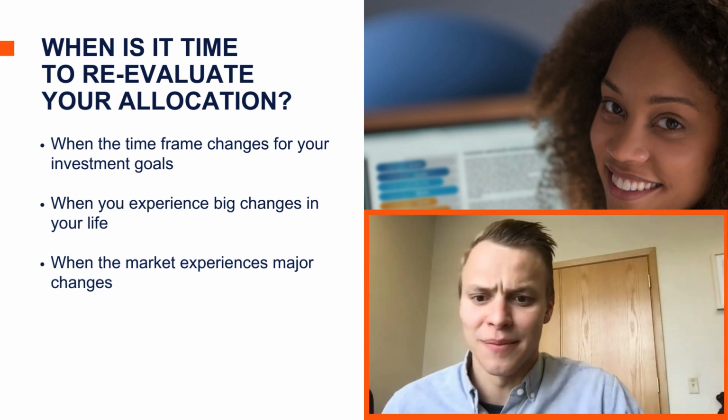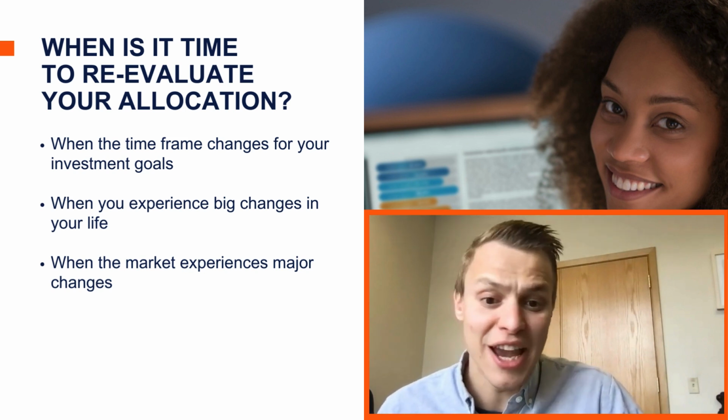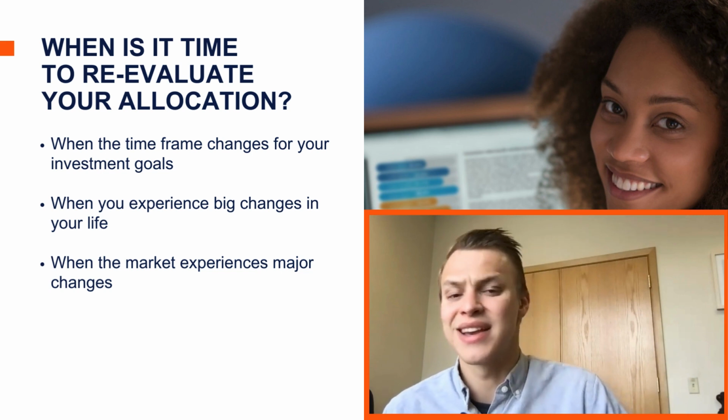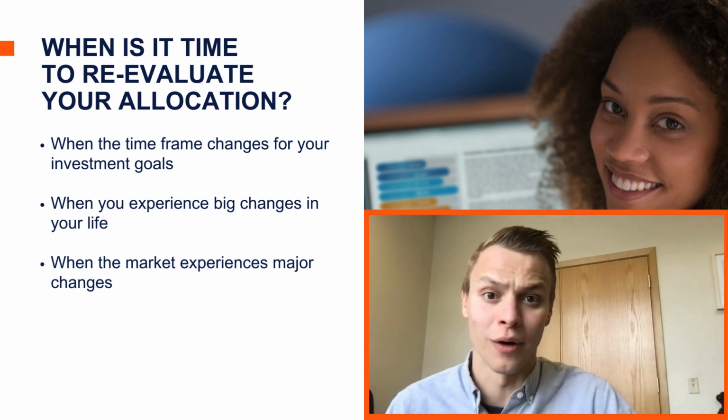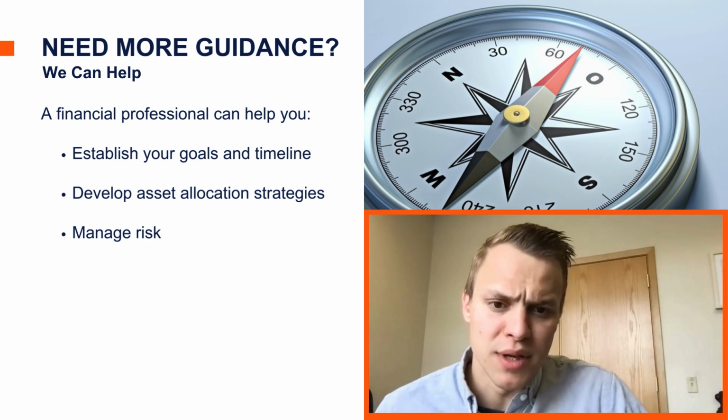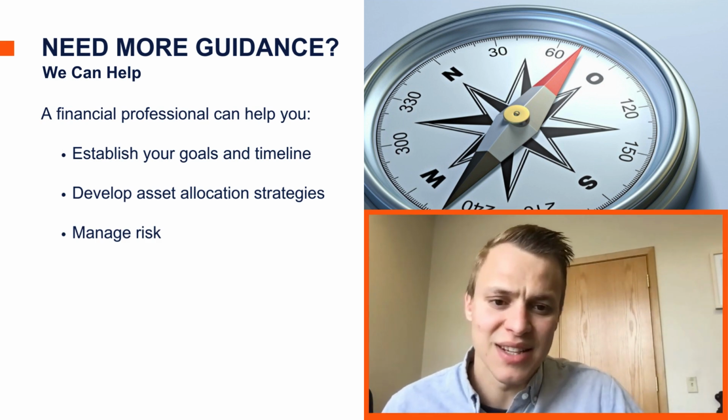As I mentioned earlier, you also need to consider allocation changes as your timeline shortens for certain goals, such as your kids starting college or retirement. If all of this seems a little overwhelming or confusing, you are not alone. There's a lot to digest here.